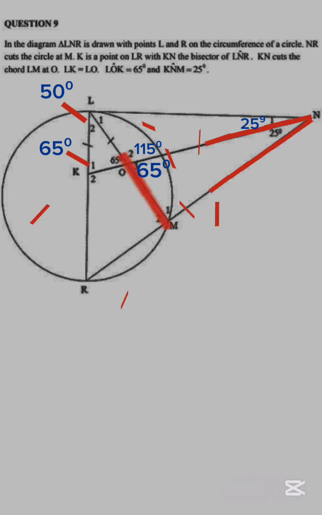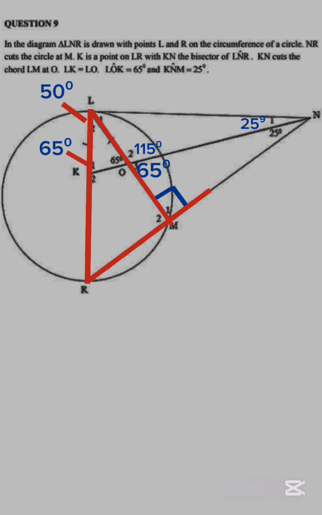In triangle OMN, M1 is equal to 180 degrees minus 65 degrees minus 25 degrees. The reason is sum of angles in a triangle. M1 is equal to 90 degrees. Another thing about angle M1 is that it is the exterior angle of triangle LRM. What we know about an exterior angle of a triangle is that it's equal to the sum of the two opposite interior angles. So angle M1 is equal to angle L2 plus angle R. Reason: exterior angle of a triangle.